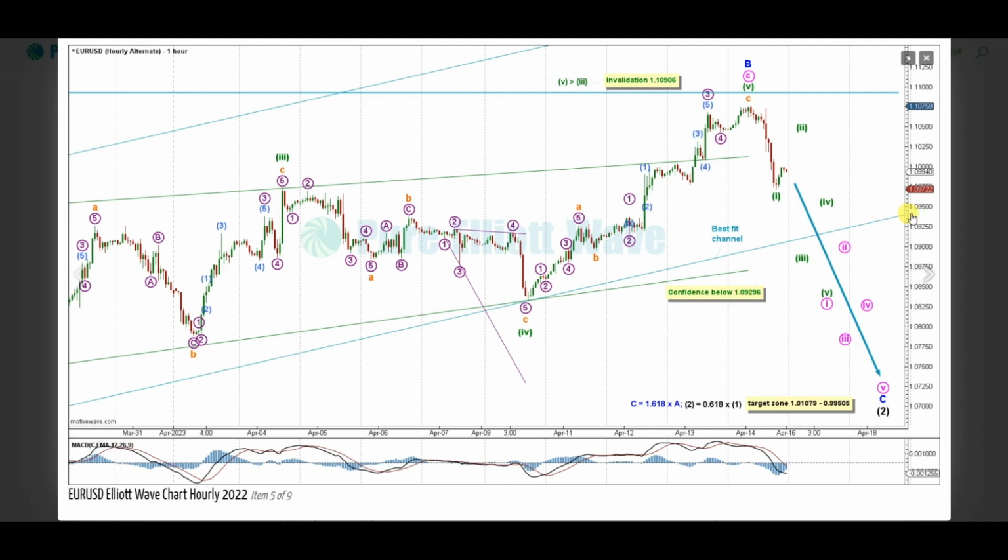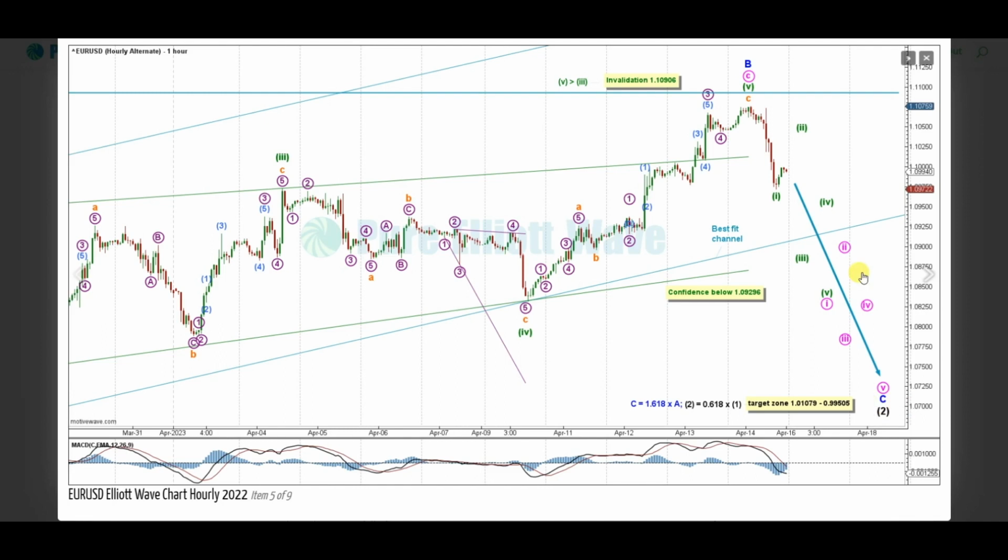So you can see we're squished right between the confidence for the diagonal and the invalidation above for the bullish wave count with minor B still yet to unfold. So next week, if we do break below that confidence level, which is right about here, 1.09296, and the best fit channel, we'd likely see some sharp motive wave downwards for minor C of intermediate 2.